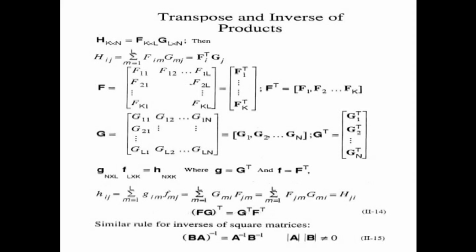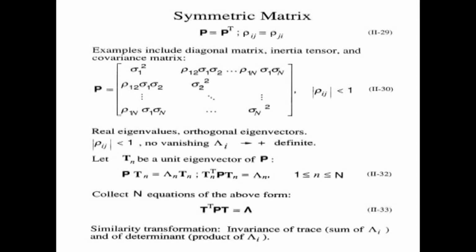From those basic concepts, part 2 then proceeds to more operations: diagonalization, eigenvalues and eigenvectors, differentiation, and specific matrix forms, orthogonal matrices, for example, direction cosine transformations, and symmetric matrices, for example, the inertia tensor or a covariance matrix.